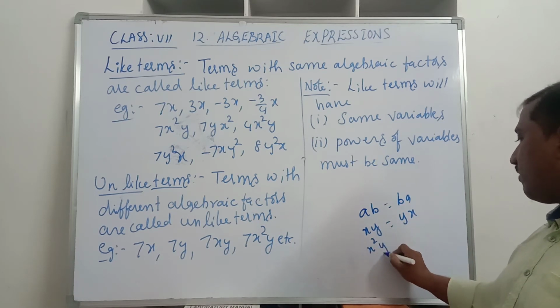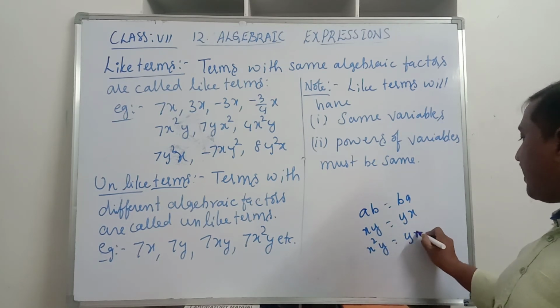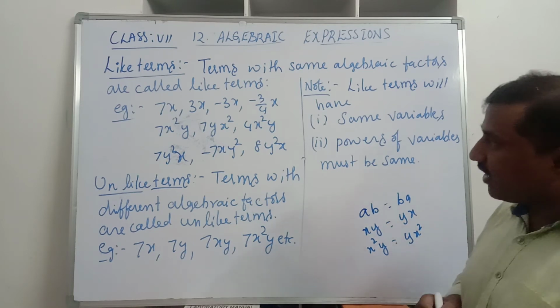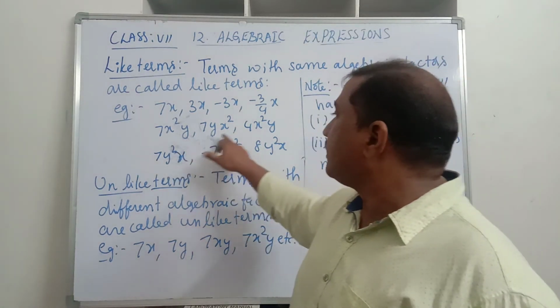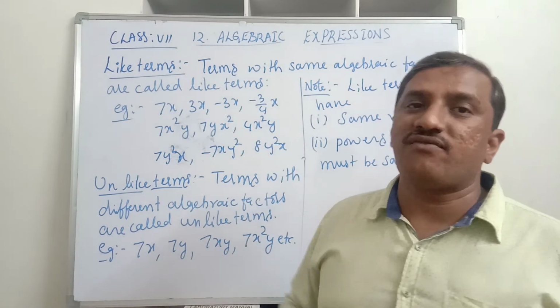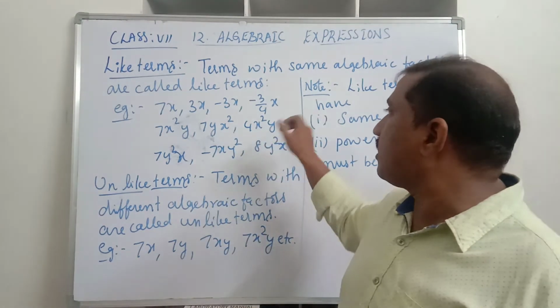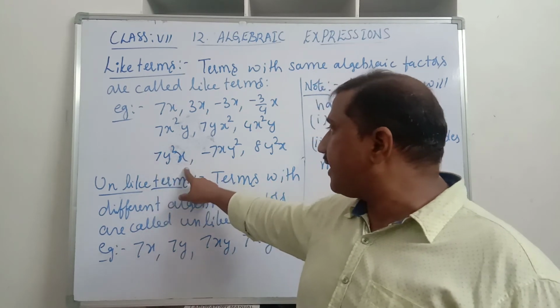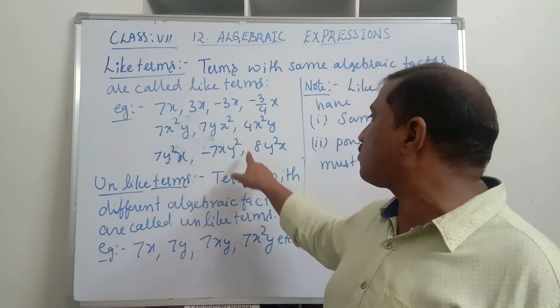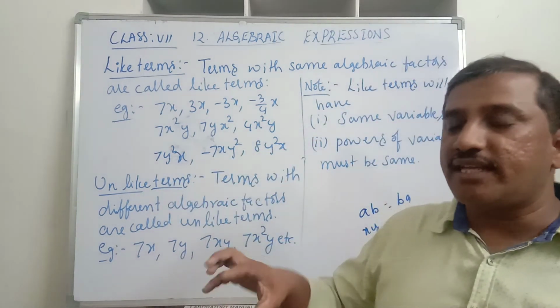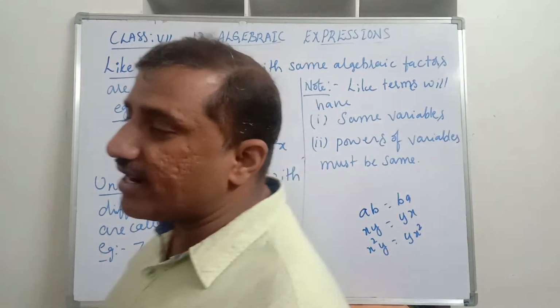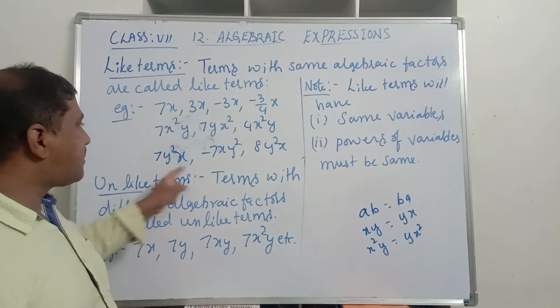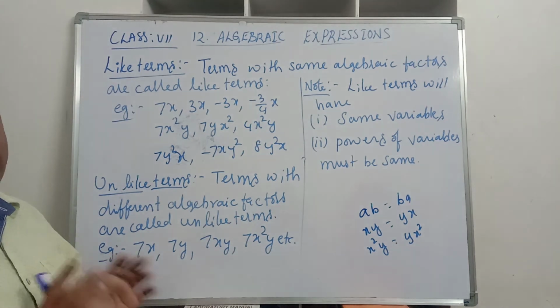X square into y is also equal to y into x square. Now if you observe here, the 3 terms have the same algebraic factors. Hence these 3 are also known as like terms. Next we have 7y square x, minus 7xy square, 8y square x. They too have the same algebraic factor xy square. Hence these 3 are also like terms.